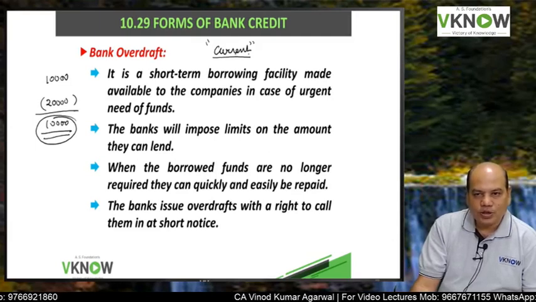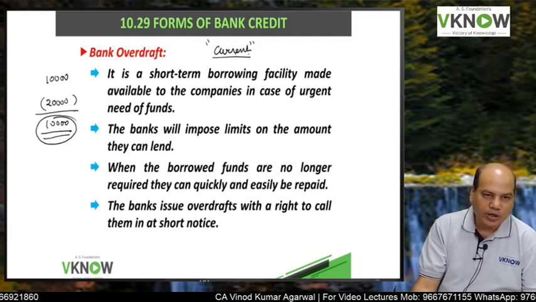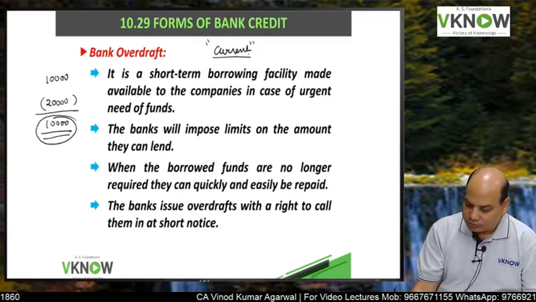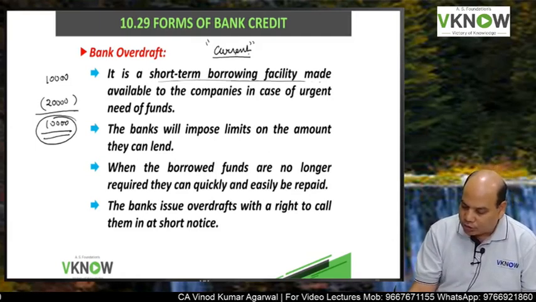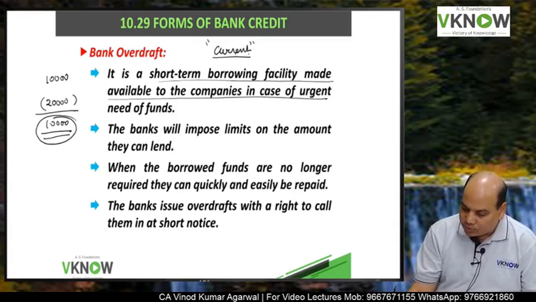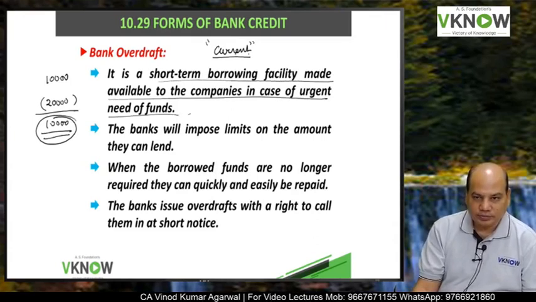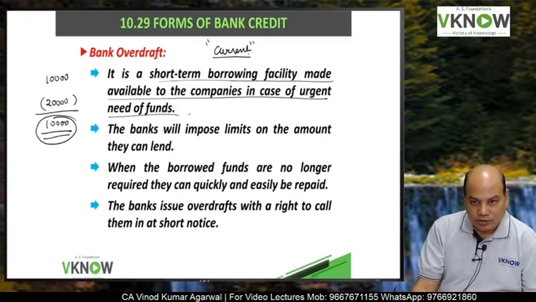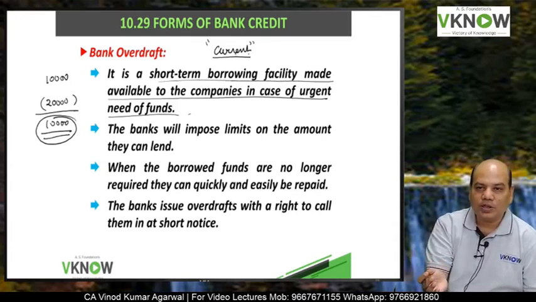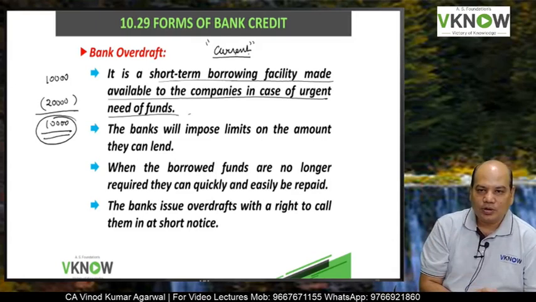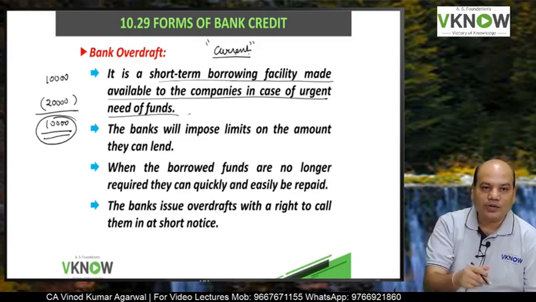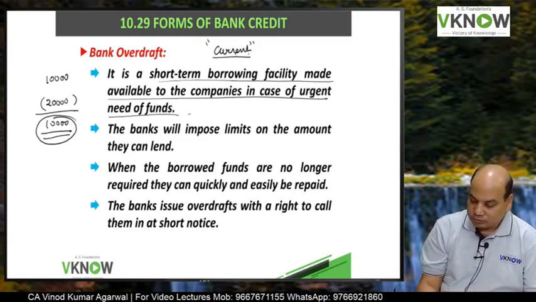That is, up to this limit they can utilize the overdraft facility. Okay. So it's a kind of short-term borrowing available to a company in case of urgent needs. You don't have money. It is 6 o'clock in the evening. From where will you raise it? If you have an OD facility, you can immediately issue a check of 20,000 even though the balance is 10,000.